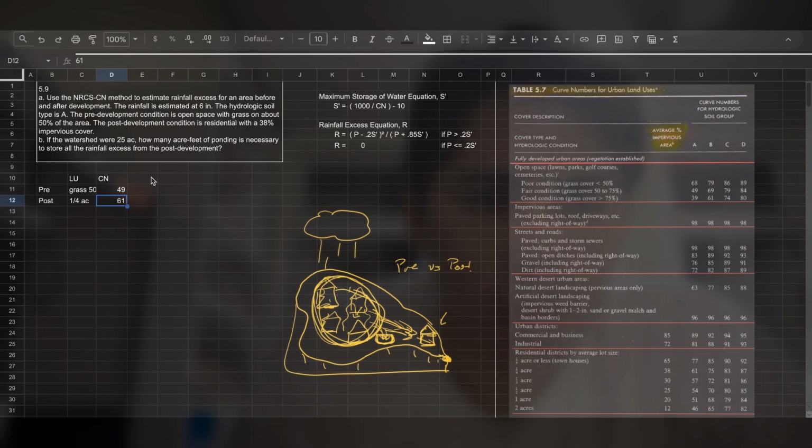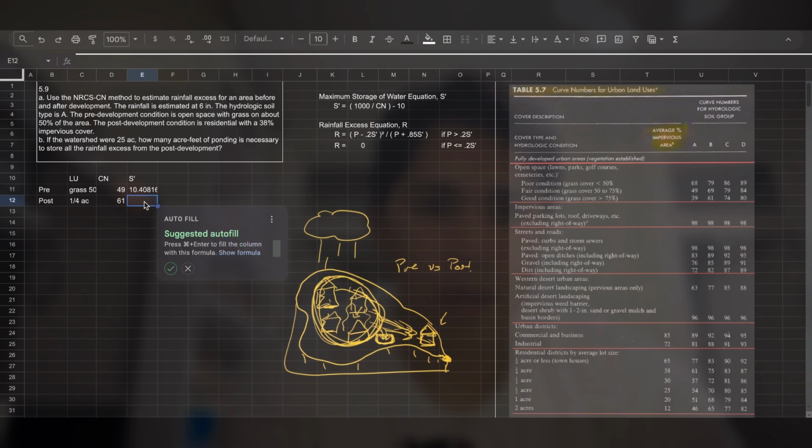Now we need to find next the storage, the saturated storage. That's why it has the apostrophe right there. And this is going to be equal to, I have the formula here, 1,000 over the curve number that we just found, minus 10. And I don't know if this is gonna give me the same value, so I'm just gonna type it again.